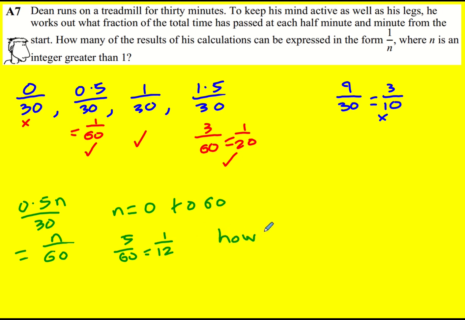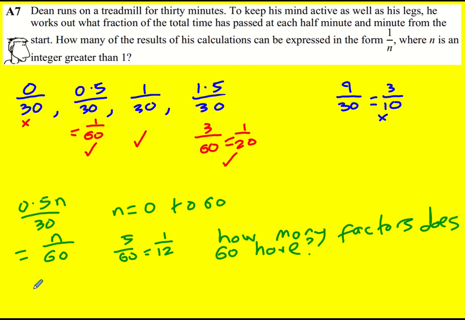So how many factors does 60 have? In fact, 60 has a lot of factors, which is a significant reason why we use 60 minutes in an hour, because you can easily divide the time up.